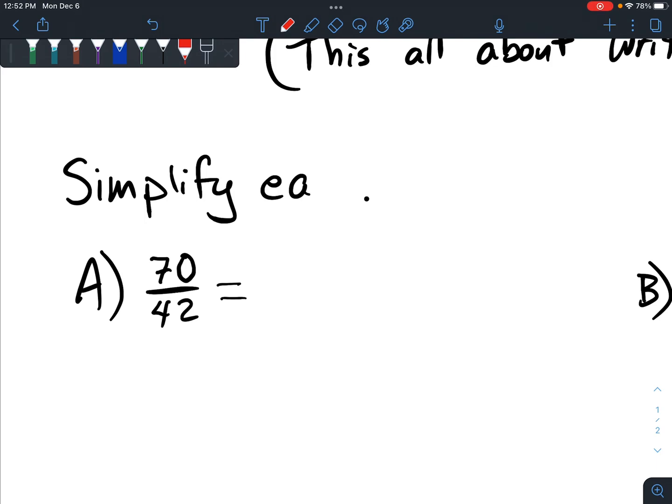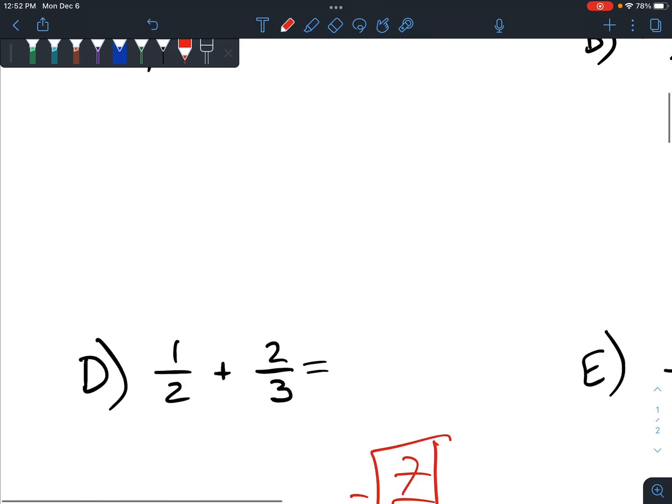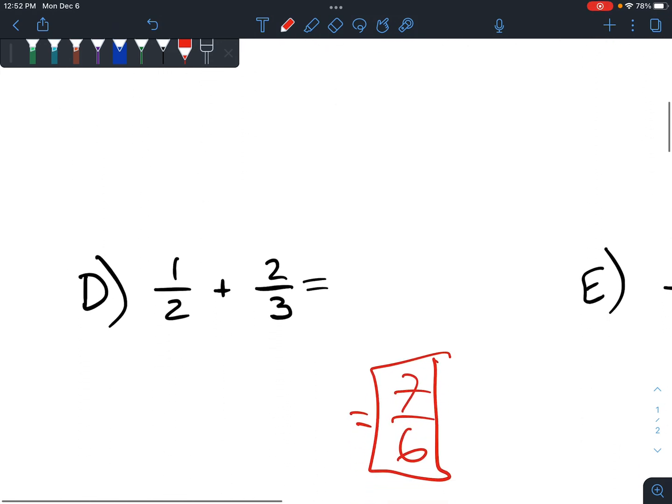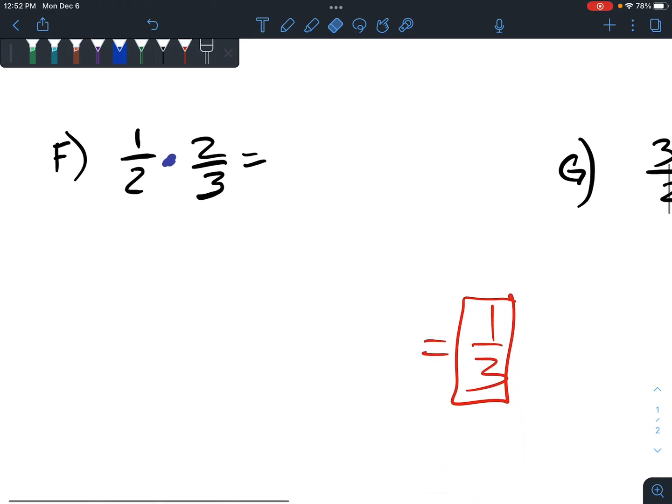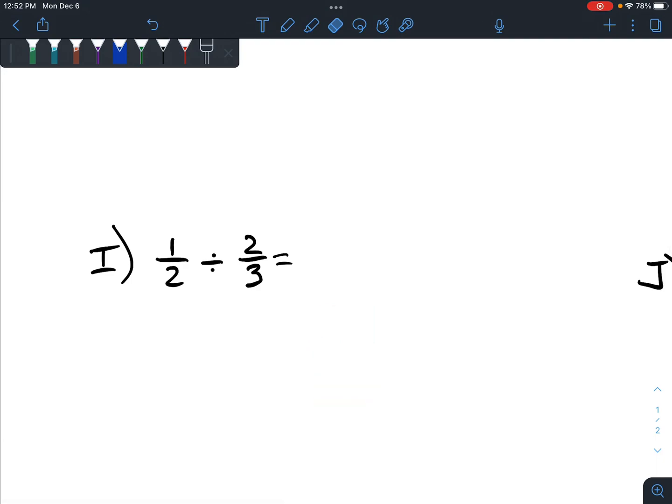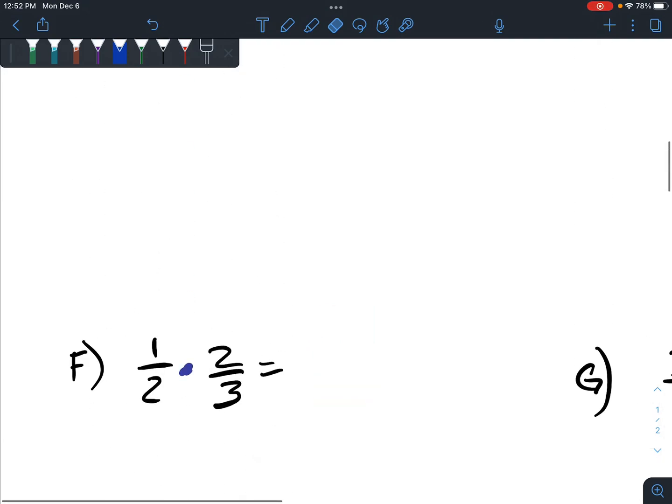You recall simplifying each one here. Some of them you're going to be multiplying. So this one here will end up with 7/6. We're going to do a little division as well. And then we're going to do, anyway, I'll do one of each.